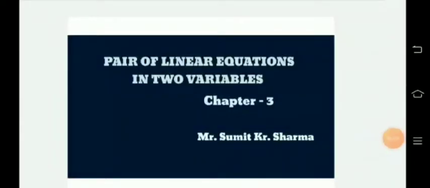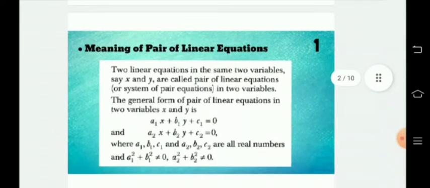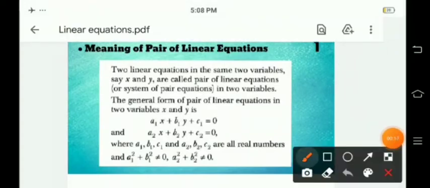Good evening, guys. Today we are going to cover pair of linear equations in two variables, mathematics chapter 3. Firstly, let's know about the meaning of pair of linear equations. Two linear equations in the same two variables, say x and y, are called a pair of linear equations or a system of equations in two variables. Means linear equations which have the same variables, for example x and y.